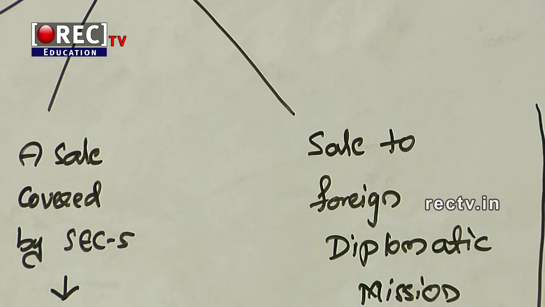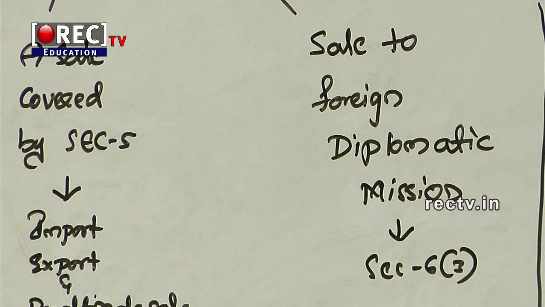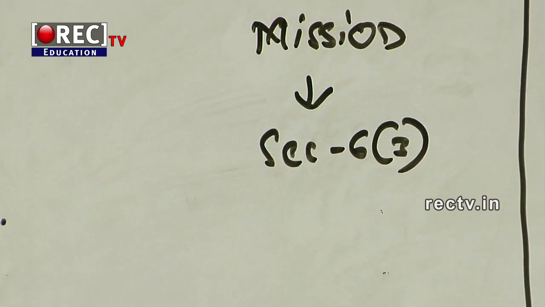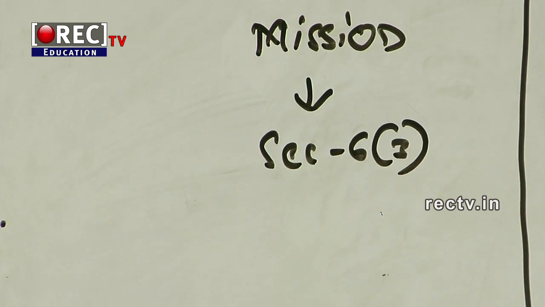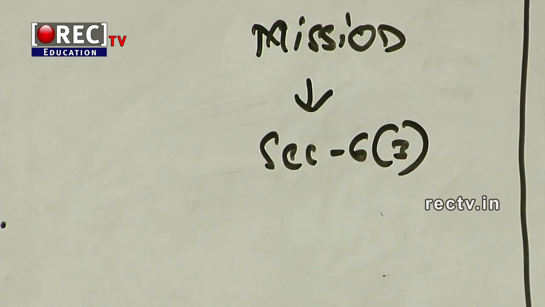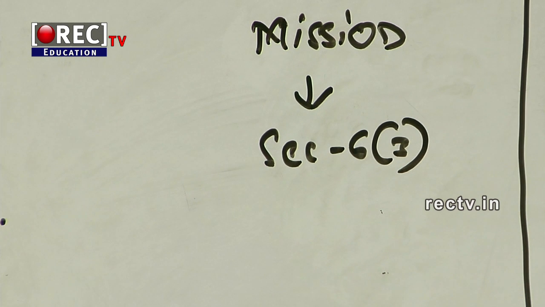And third, a sale to a foreign diplomatic mission, that deals with section 6 subsection 3. What is section 6 subsection 3? In a case where goods are sold to a foreign diplomatic mission or to a foreign embassy, such sale would not attract CST. The above will continue to apply even if the sale is made for their personal purpose. If the sale is made for their personal purpose also, there would not be a levy of CST. If a sale is made to a foreign embassy, as proof of the sale, the seller has to obtain Form J to prove that the sale is made to a foreign diplomatic mission.